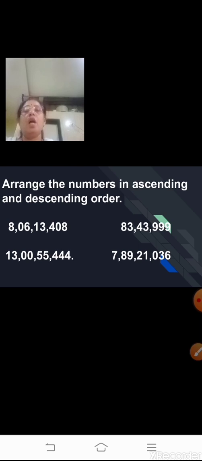So let us study about ascending and descending of numbers. In the lower classes, you must have studied about 3-digit or 4-digit numbers. Here we will be studying ascending and descending order of 6 to 7-digit numbers. Now just see these numbers. Arrange the numbers in ascending and descending order. Now 4 sets of numbers are given.